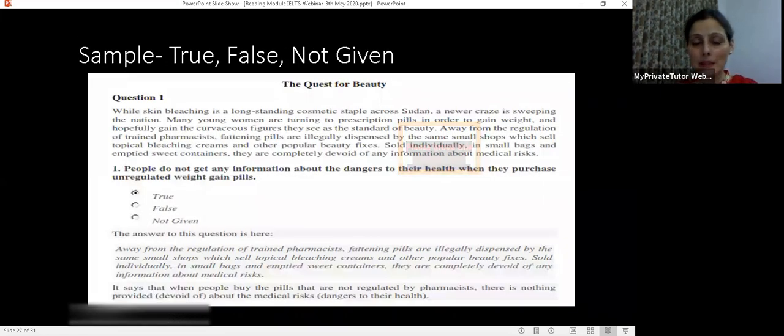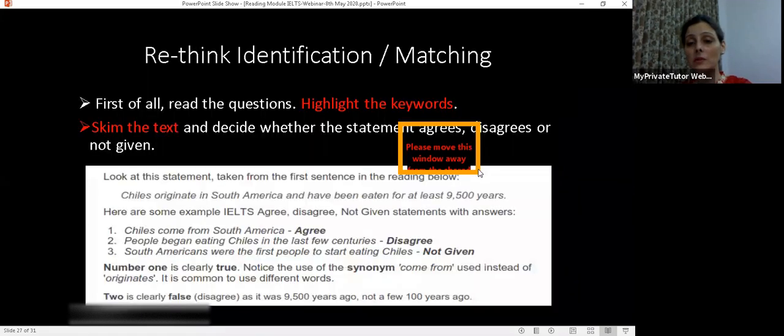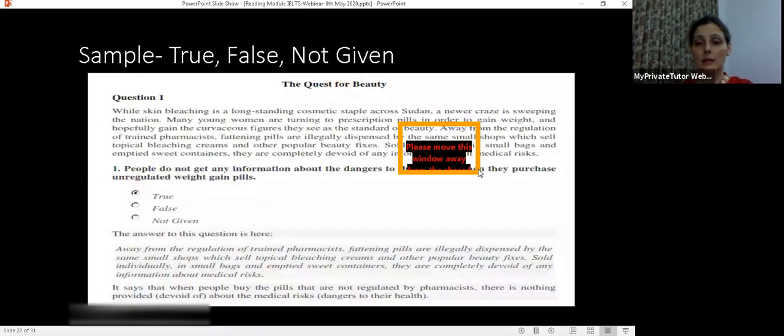A sample is in front of you. Okay, it is about the quest for beauty. People do not get any information about the dangers to their health. I'm sorry, a picture is coming in front of me. I'm trying to manage it, and I'm really very sorry for this. As soon as it vanishes, I will be able to read that out.